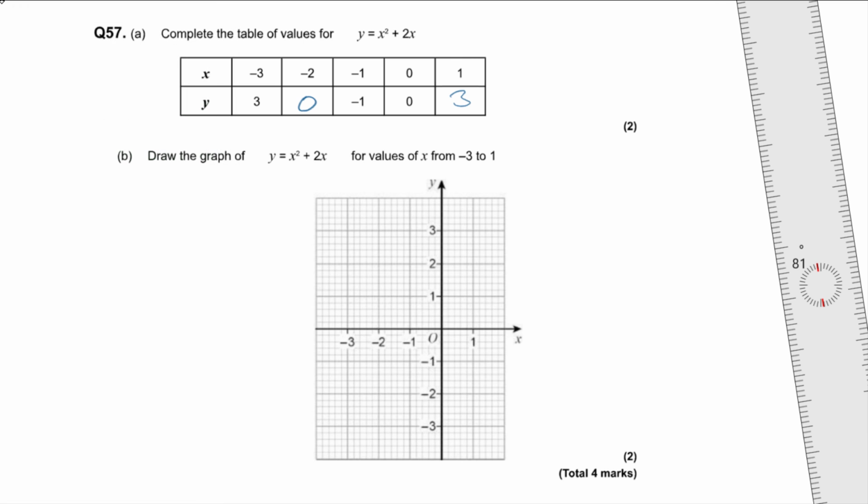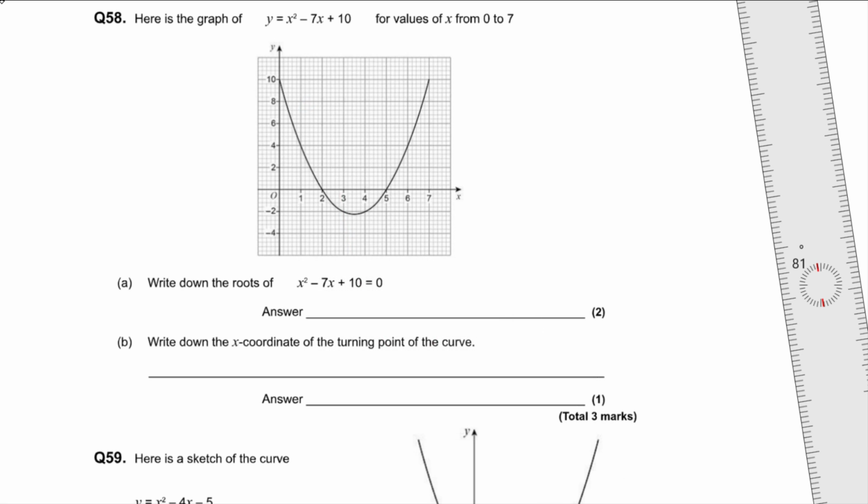So -3, 3 is up here. -2, 0 is on the axes there. -1, -1, just down there. 0, 0, again back on the axes, and 1, 3 back up here again. Okay, so you can see it's a distinctive parabola, a quadratic curve. The next thing is just to join them up with a nice smooth curve. Okay, like that.